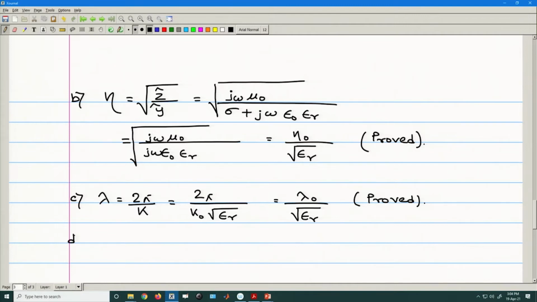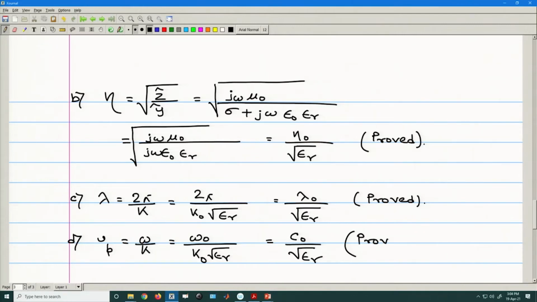For the next part, that is d. D is phase velocity Vp. So, Vp, phase velocity, we know is omega by k, that is omega upon k naught root epsilon r, that gives us c upon root epsilon r. So this is also proved. Okay. So, the first problem is solved.